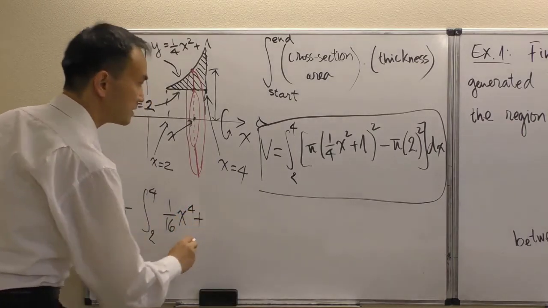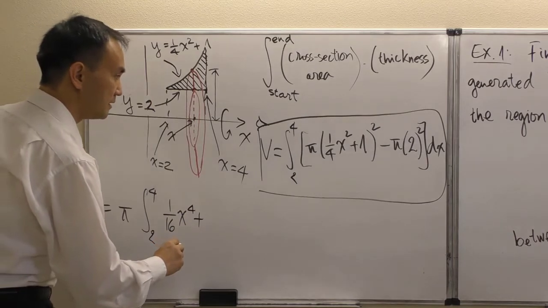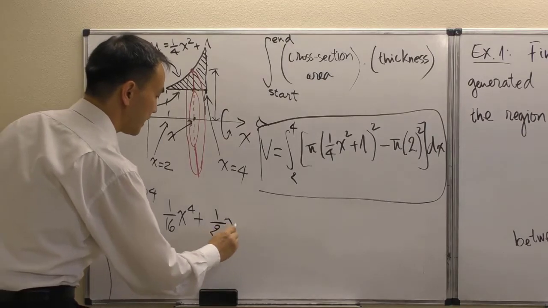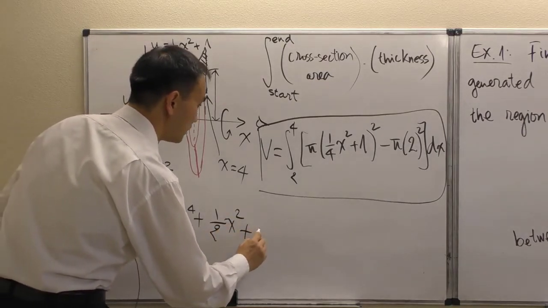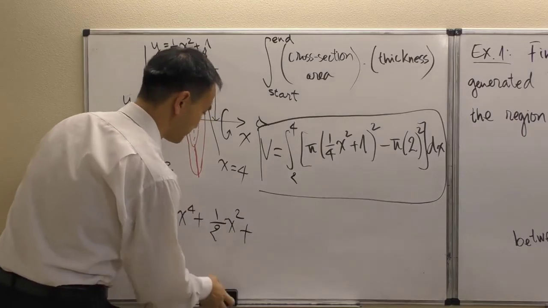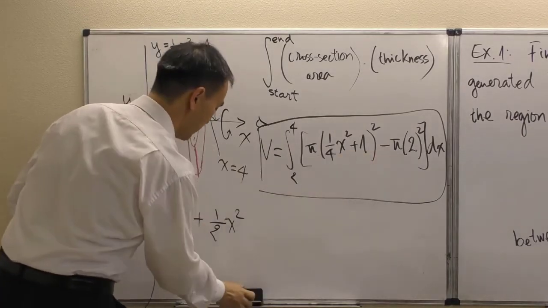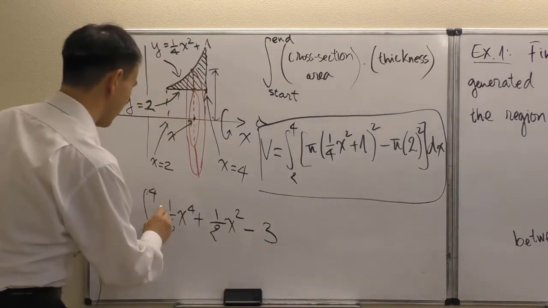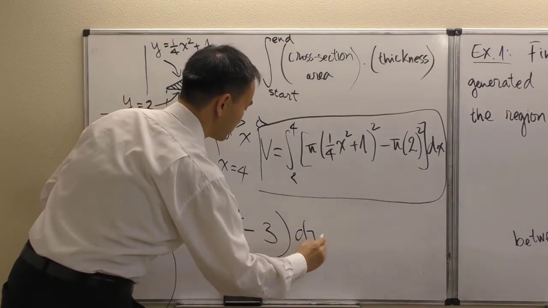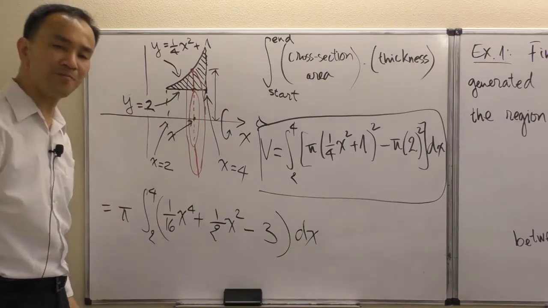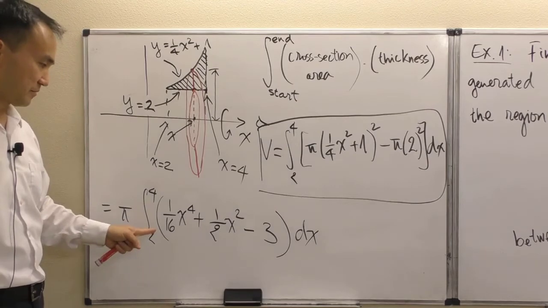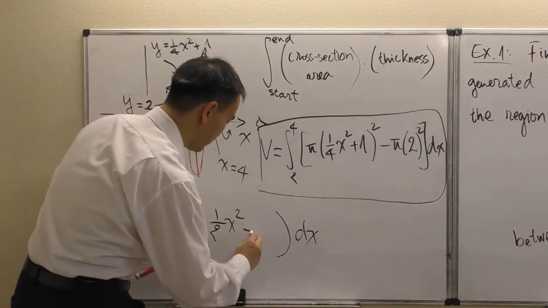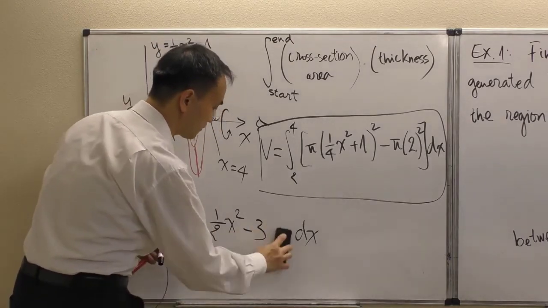Plus 1/2 x squared plus 1, but minus 4. So all together with the other term combined, I'm going to be looking at minus 3 all together here. That now completes our integral. That's one integral. And now the fundamental theorem of calculus says all we do to handle this definite integral is simply find the antiderivative.